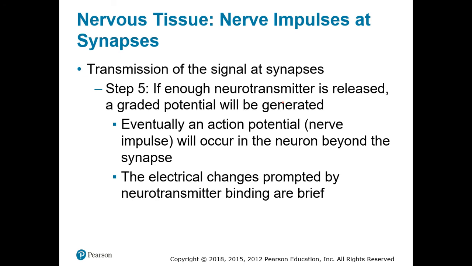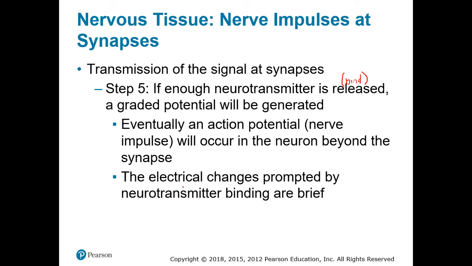Now, if enough neurotransmitter is released, or in other words, bound, a graded potential is going to be generated, which is basically a small impulse in a localized area. And if enough gets generated, you have enough stored up energy, an action potential or a nerve impulse will occur along that neuron, and it's going to be sent.